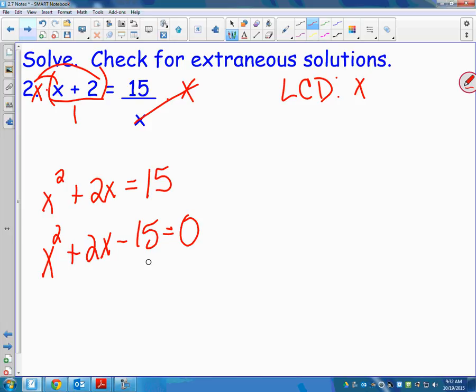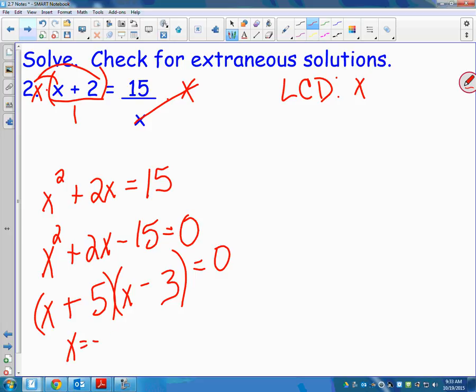What multiplies to give me 15, that subtracts to give me 2? 5 times 3 gives me 15, plus 5 minus 3. So I get x equals negative 5, x equals 3.